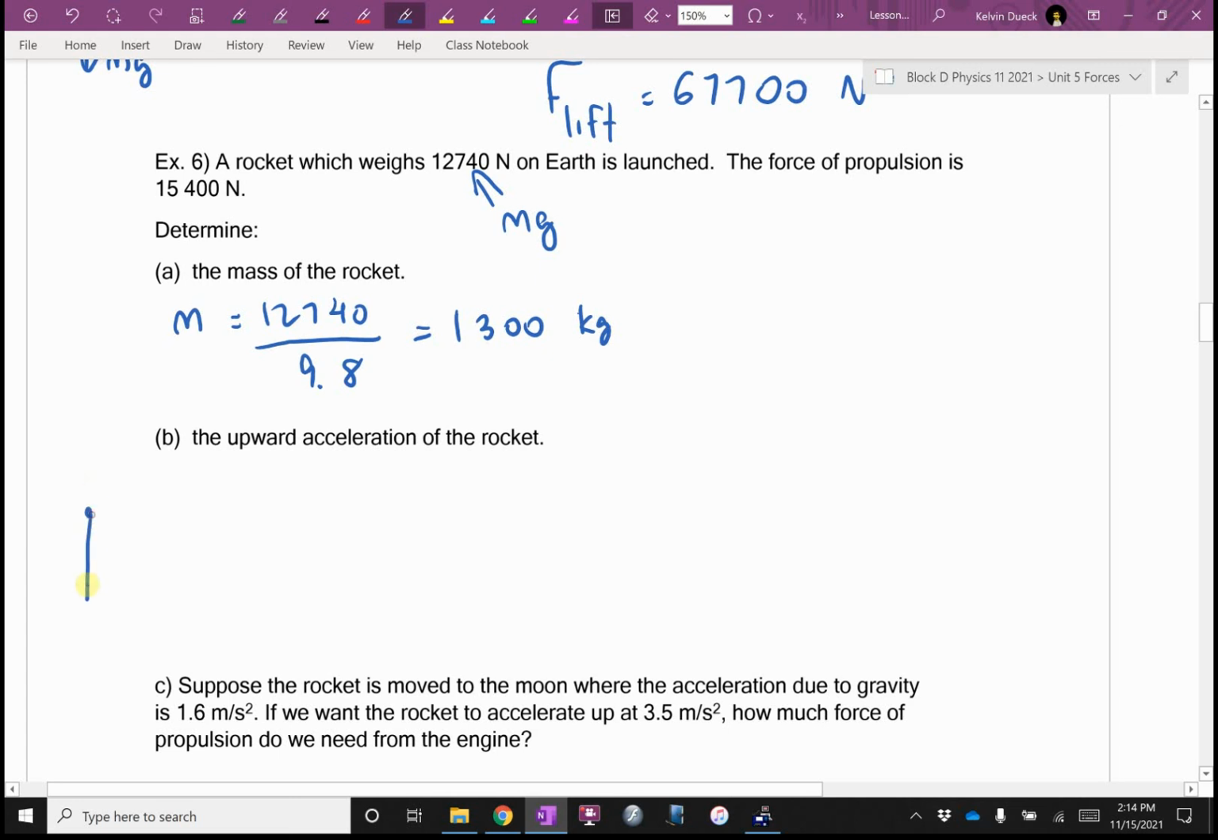What else? I'll give you a hint. Read the question. Propulsion. I'll call it F prop. Bigger, smaller, or the same size as mg? I'll give you a hint. Read the question. Why?